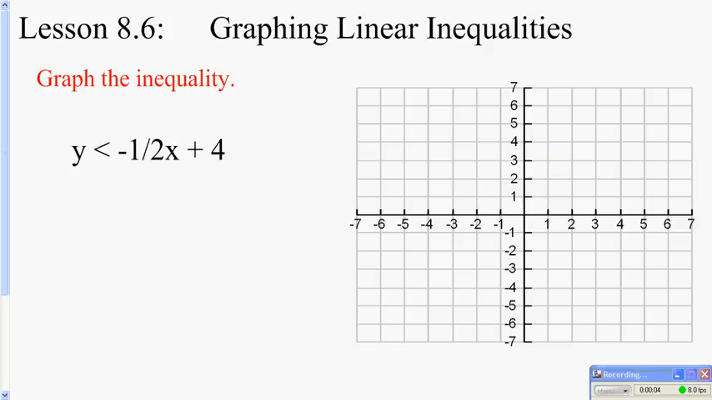Lesson 8.6, Graphing Linear Inequalities. Now we're going to take a step into something a bit more interesting, but it's not that new.